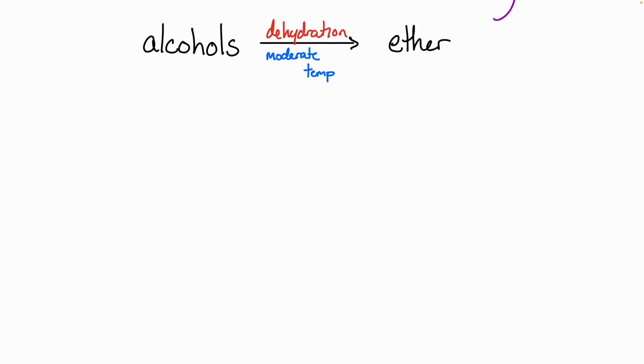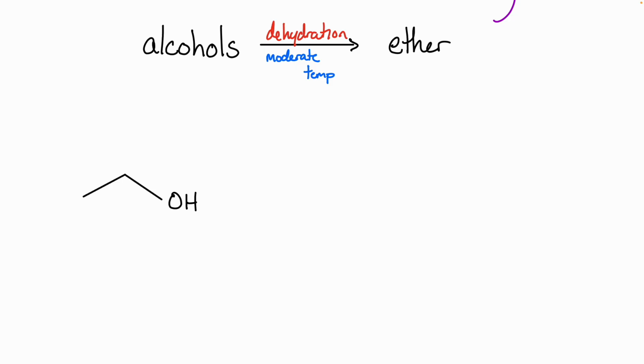All right, so let's take a look at an example here. Let's do our chemical equation. We have an alcohol. Our conditions are very similar to what we saw before. We're again going to use this strong concentrated acid like sulfuric acid. Not sulfuric acid in water, but pure sulfuric acid or concentrated sulfuric acid.